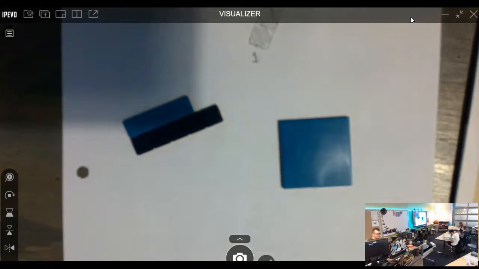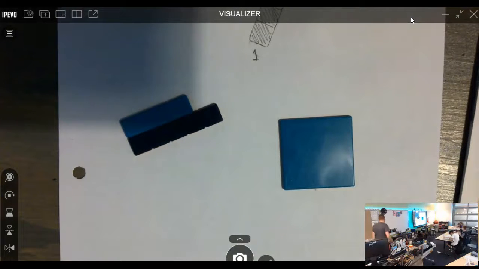4.56. 4.7. 4.5 or 3.5. 3.61. Now, here's the problem.